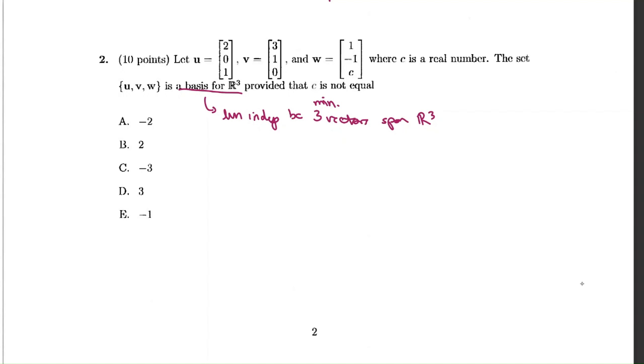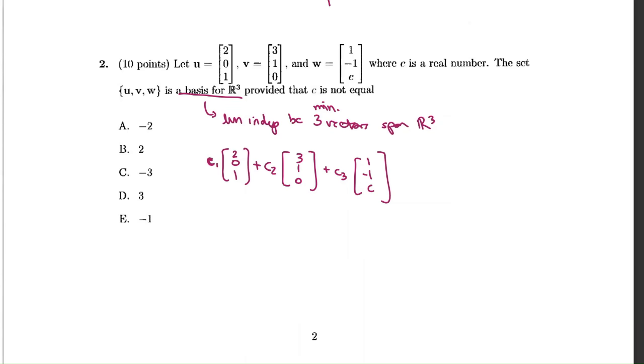So what you can do here is the test for linear independence, where you want to make sure that, for example, I have C1 times U plus C2 times V plus C3 times W. I realize this notation of C's is a bit weird, but these C1, C2, and C3 are not equal to the C in the vector. The test for linear independence says that the only way you can make a linear combination of these 3 vectors equal 0 is if C1, C2, and C3 are equal to 0.